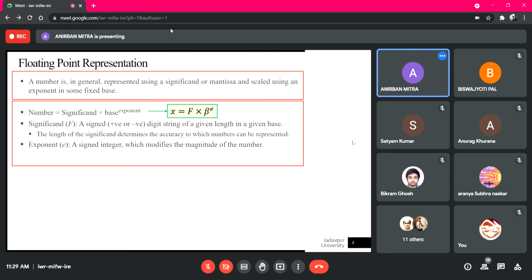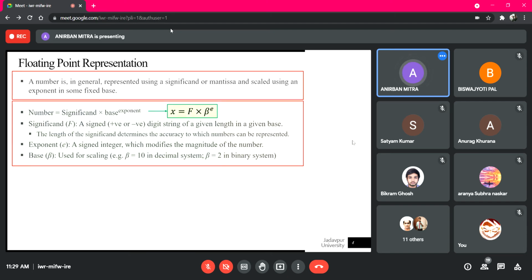What about the exponent? It is a signed integer. It basically gives you a range of numbers depending on what exponents can be considered. So it modifies the magnitude of the number, whether it's a very big number or a very small number. And finally, the base is used for scaling. We know that beta is equal to 10 for decimal systems and 2 for binary systems. We are at the moment interested in the binary system.